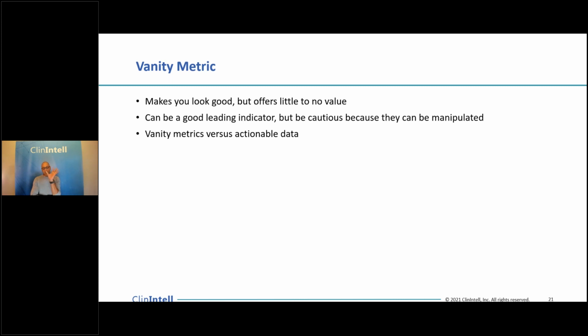And vanity metrics are not actionable data. The difference between vanity metrics and actionable data is value, right? So you can make the MCC capture rates look good, but have you shifted the needle for acute heart failure for the specialty group or for the organization? And what you should be doing is investing your time in metrics that help you make good decisions.